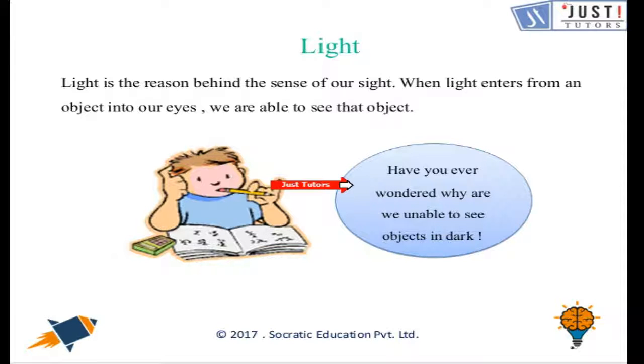Have you ever wondered why we are unable to see objects in the dark? Because there is no object that is reflecting light, and hence we cannot see objects in darkness.